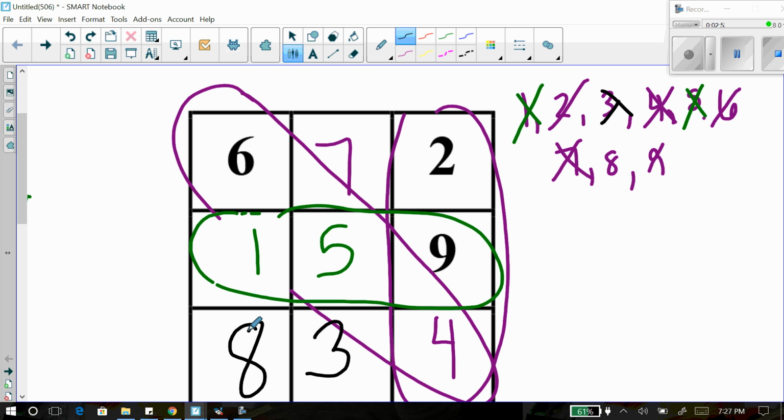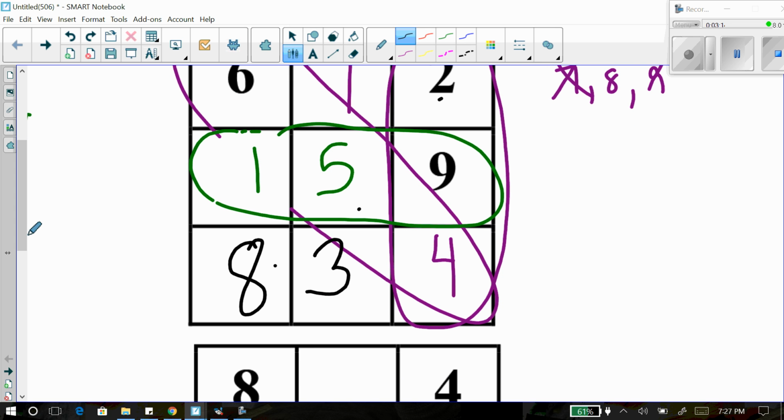And if we check it, 6 plus 1 is 7, plus 8 is 15. If you check the diagonal, 8 plus 2 is 10, plus 5 is 15. If you check this row, 8 plus 3 is 11, plus 4 is 15. Awesome. Why don't you guys pause the video and try the second magic square on your own.